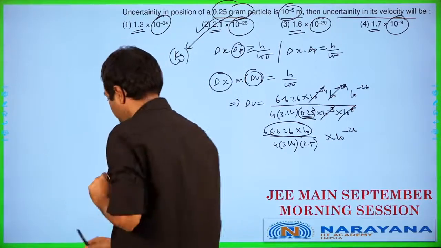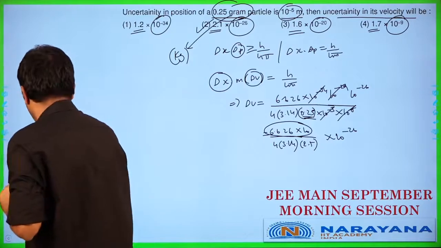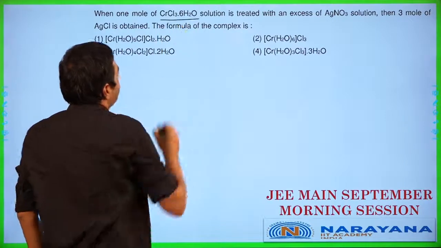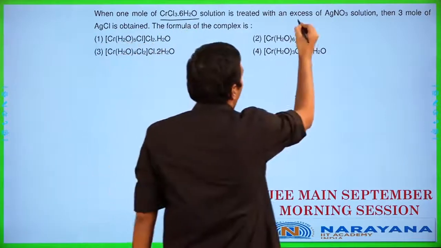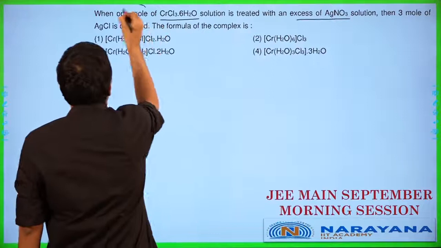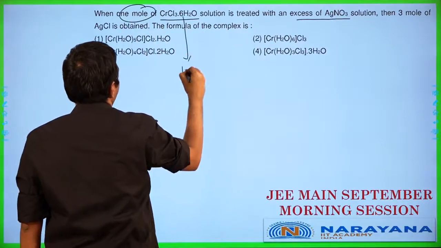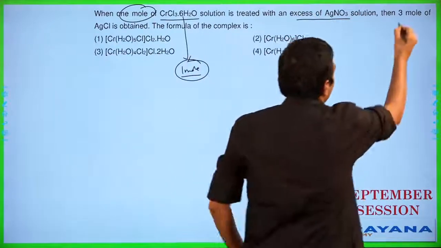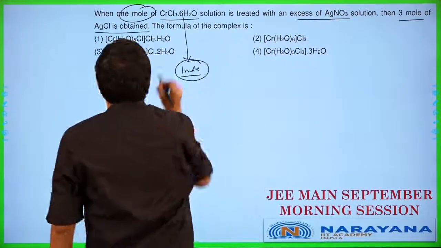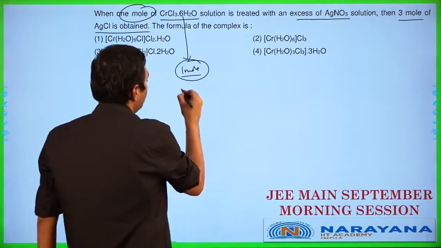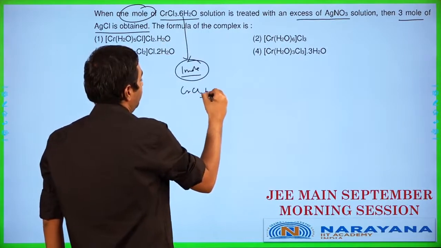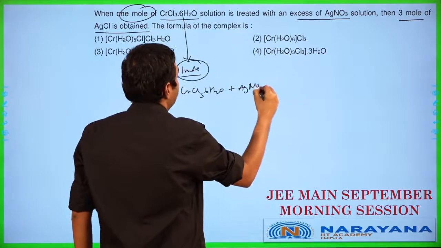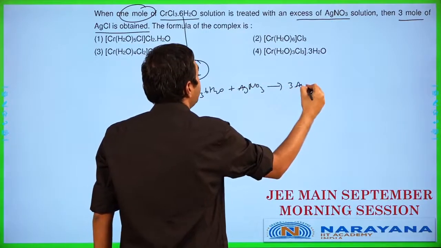Let's get to the next one. When 1 mole of CrCl3.6H2O solution is treated with an excess of AgNO3, then 3 moles of AgCl is obtained. So they're telling us 1 mole of this compound with silver nitrate is giving us 3 moles of AgCl.